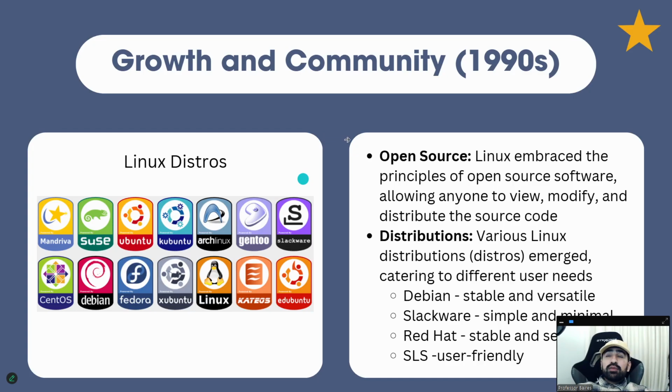So by the time the 1990s kicked in, the rest of the decade, there was massive growth in the community of Linux. So Linux distros are basically different versions or flavors of Linux, if you want to use that term. What made Linux special is that it's open source. So Linux embraced the principles of open source software. That meant that anyone around the world could view, modify, and distribute the source code.